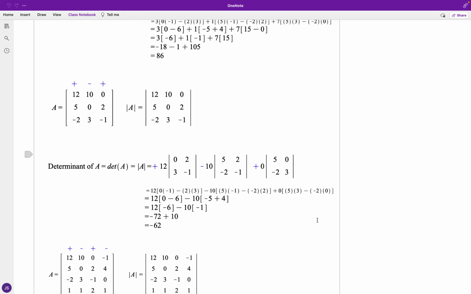So you still have the same values, still working with the same minors, but you have different coefficients from the top row elements. So you have 12 times -6 minus 10 times -1, and since we had 0 at the tail end, we just left that out. Combining, I have -72 plus 10, which comes out to -62.